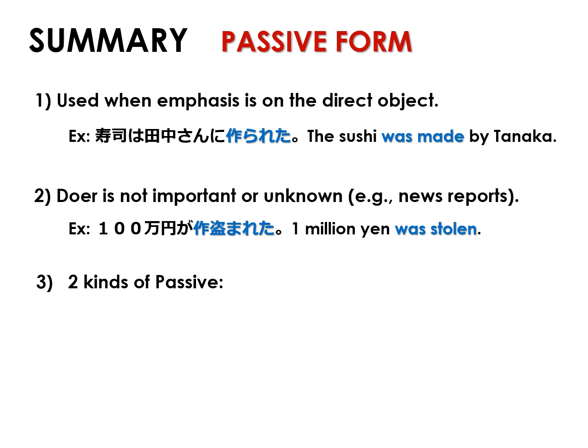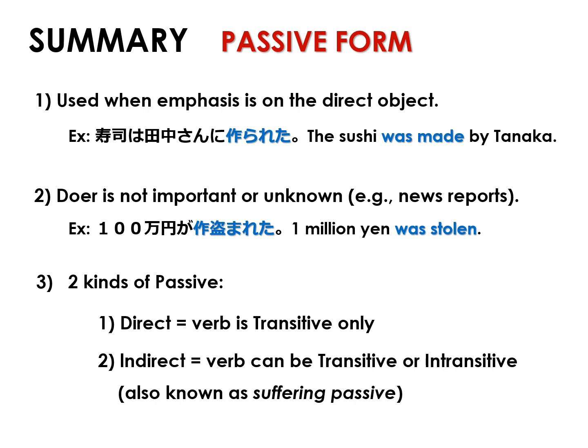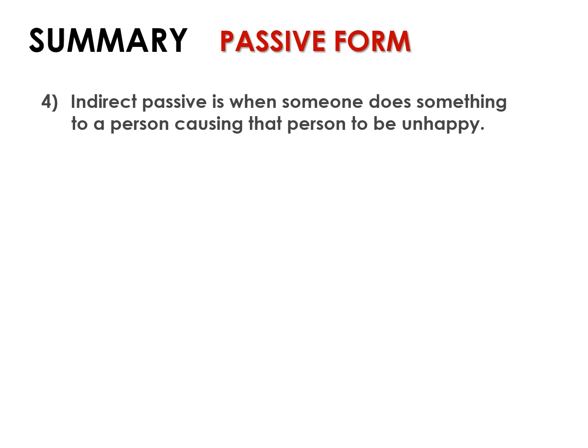There are two kinds of passive sentences. We have the direct passive, which uses only transitive verbs conjugated into the passive, such as the sentences above. And we have the indirect passive, which is also known as the suffering passive. Indirect passive sentences can use verbs that are transitive or intransitive. The idea of the suffering passive is when someone does something to a person, causing that person to be upset.